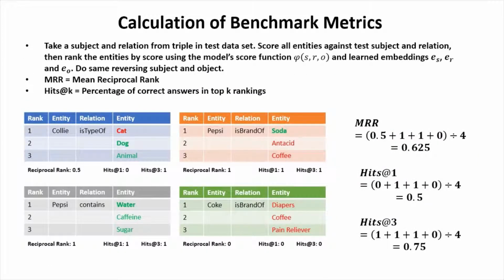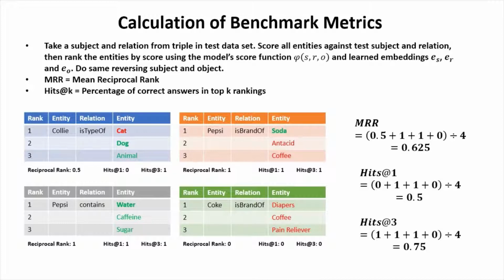To calculate the benchmark metrics, we take a subject and relation from a triple in the test dataset. We score all entities against the test subject and test relation, then rank the entities by score using the model's score function and learned embeddings. We do the same reversing subject and object. We can then calculate the mean reciprocal rank and the hits at k, which is the percentage of correct answers in top k rankings.